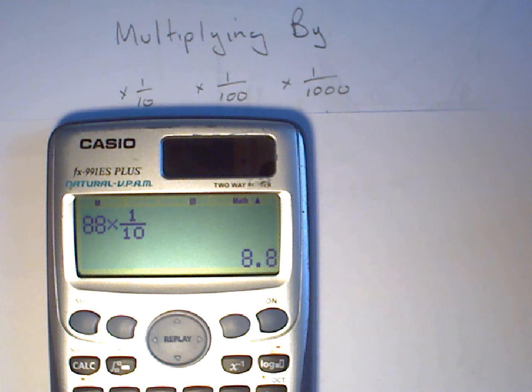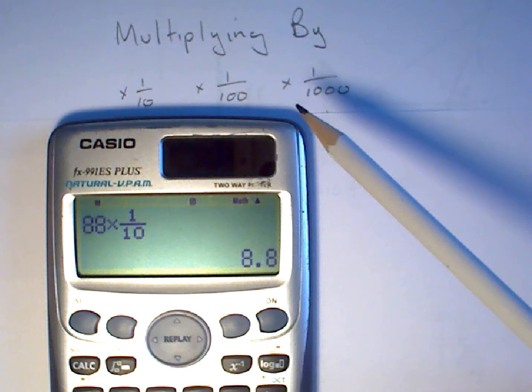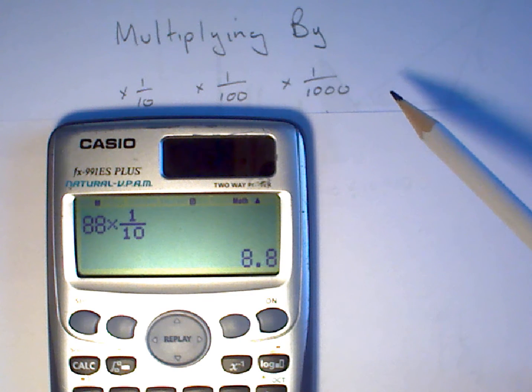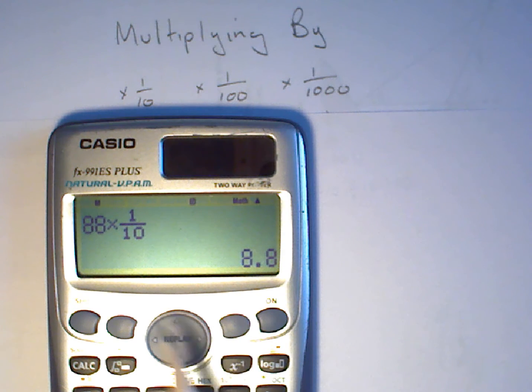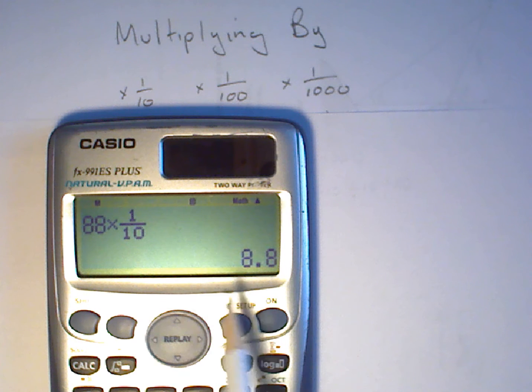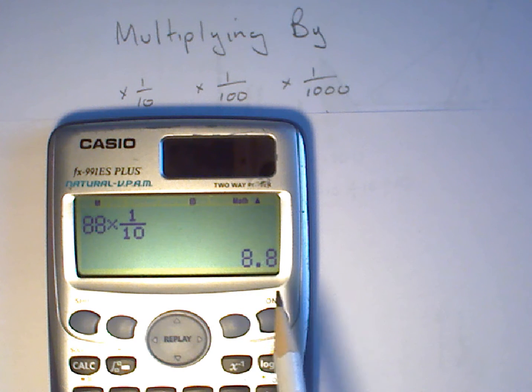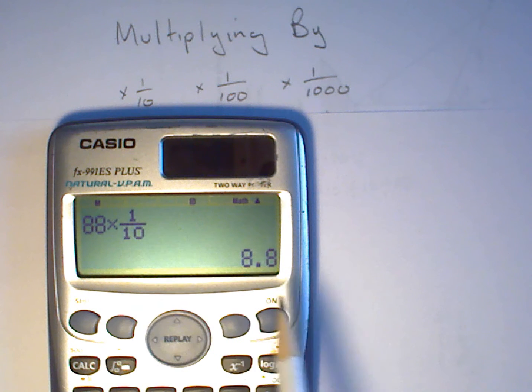Here we're going to look at multiplying by a tenth, multiplying by a hundredth, multiplying by a thousandth, and what effect that has on your number. Here I've done one already. You've got 88 times by a tenth. You can see that the answer is 8.8. In fact, 8.8, the decimal's been jumped once and we've divided by 10 effectively.